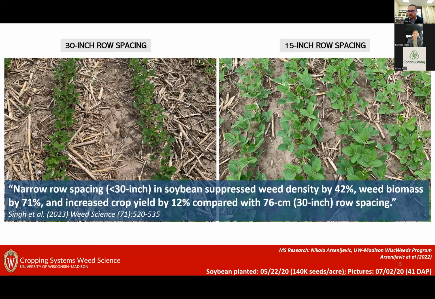Okay, so oftentimes when you're going narrow, sometimes you're getting the same yield, but sometimes you get a slight yield bump. And as a grower, okay, there's investment on the equipment, but if there's a slight yield bump from changing this practice, I'm getting better weed control, and I might be getting a slightly higher yield. That makes sense, right? That's awesome.